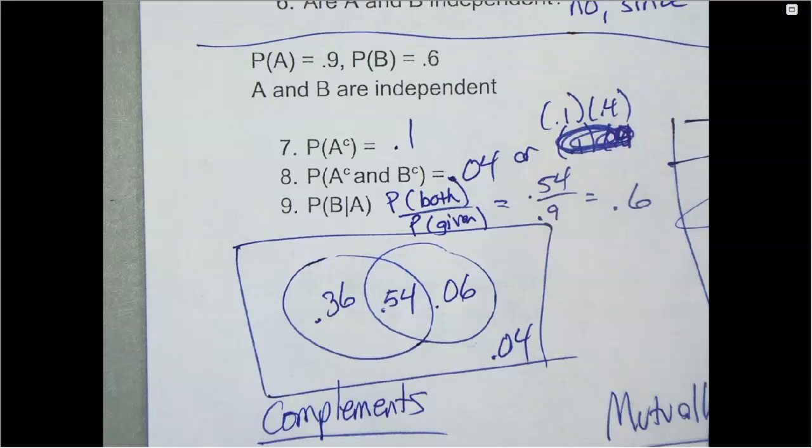Questions on anything on the warm-up? Yeah. Because I'm just looking at that alone. So A happens 90% of the time, which means it doesn't happen 10% of the time. Anything else?